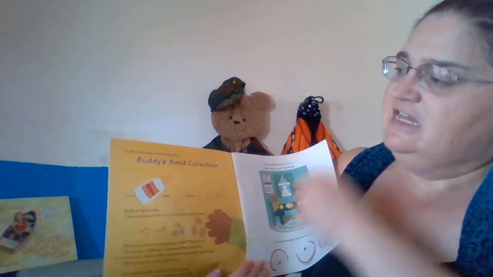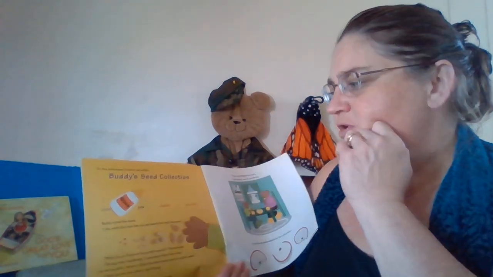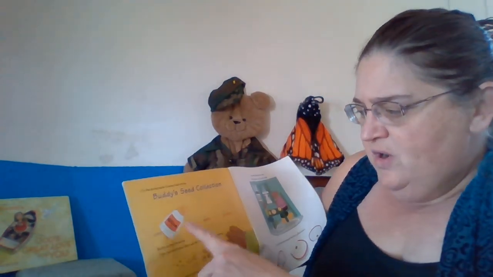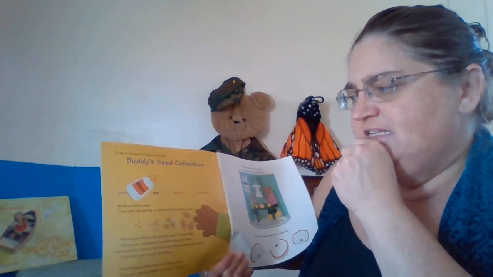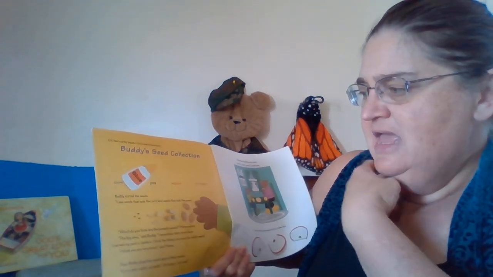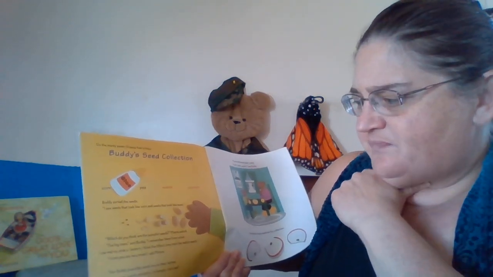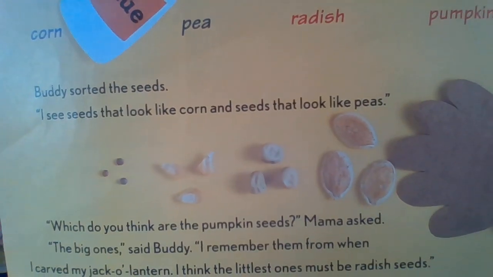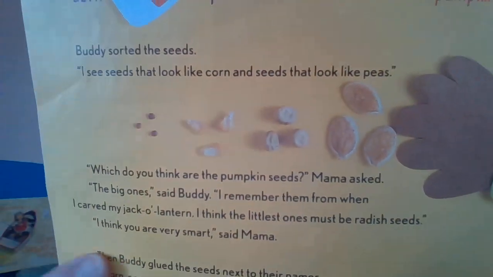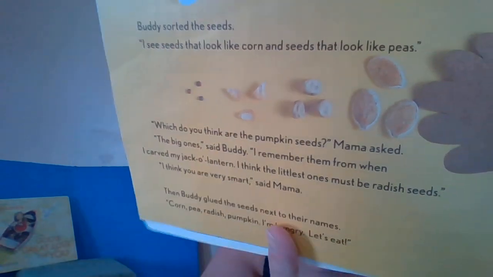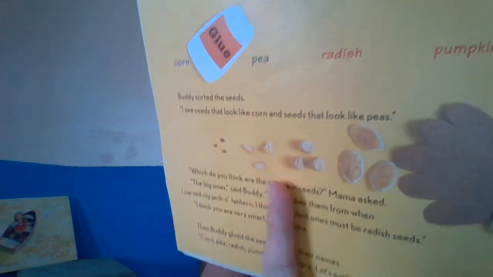So Buddy made his seed collection. He wrote Buddy's seed collection. You can write your name at the top of your paper. There were corn and pea and radish and pumpkin seeds. Buddy sorted his out. I see seeds that look like corn and seeds that look like peas. Oh, look, can you see his seeds? They look like our seeds. Can you tell which ones look like corn? Which ones look like peas?